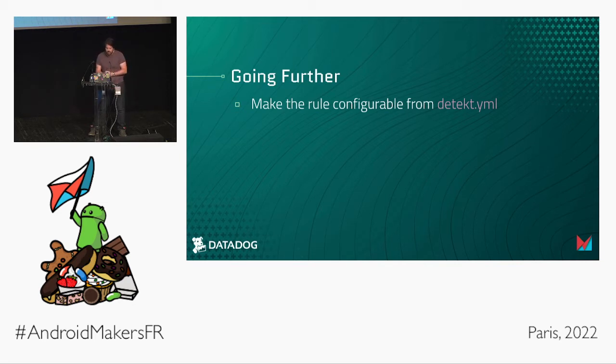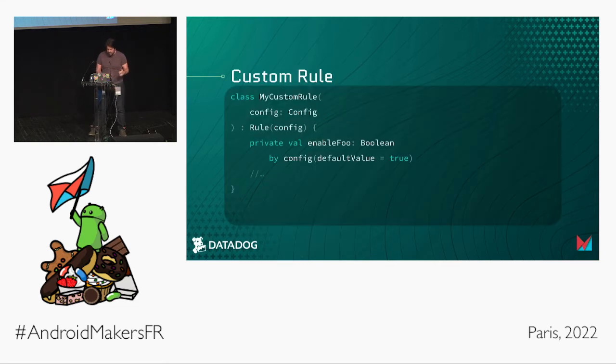If you want to have your rules configurable in your custom rules, you can do that like this. When you create your rule, you're going to first have a config argument, which is a class that comes from Detekt, and then you can have your property that uses a delegate, which is by configured with an optional default value. And then the name of the parameter in your YAML config file is going to be the name of the property. It's very easy to set up, and so you can have booleans, integers, strings, even lists. So it's very easy to use.